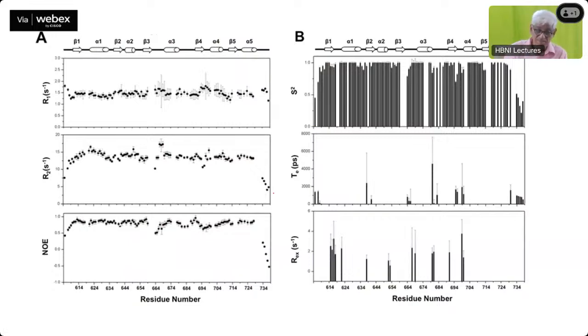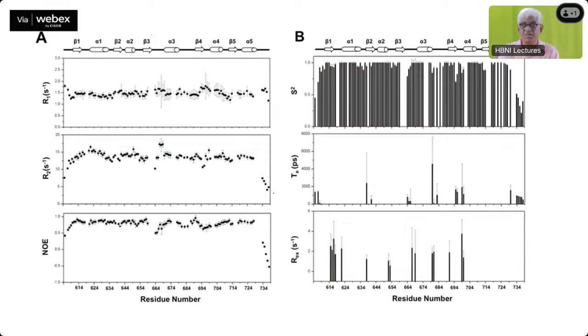And now what you do is, you have these parameters, S square parameter, tau e, which is the internal correlation time, and then you also add R exchange. R exchange contributes to R2, right? So therefore, you fit your data here to these three parameters, S square, tau e, and R exchange. You may not have to use all of them at the same time. First use the S square.